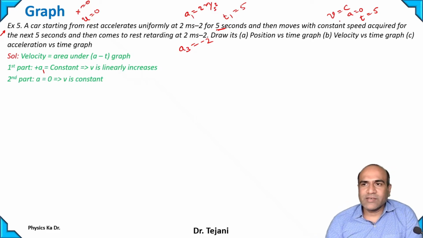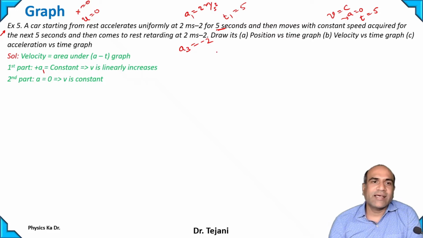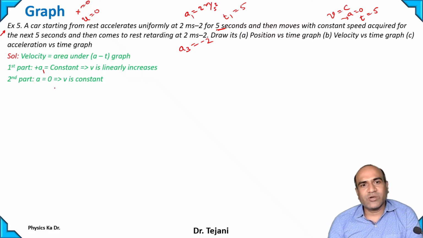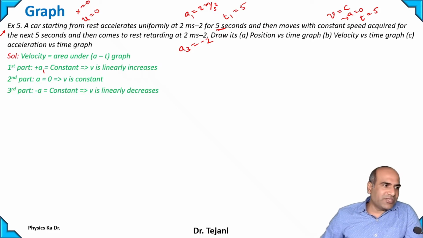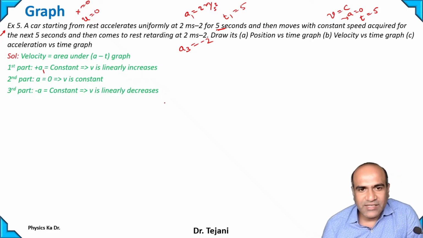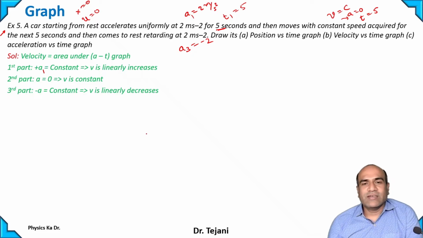Then acceleration is 0 for the second part, so velocity is constant. And in the third part, acceleration is negative, and velocity linearly decreases.